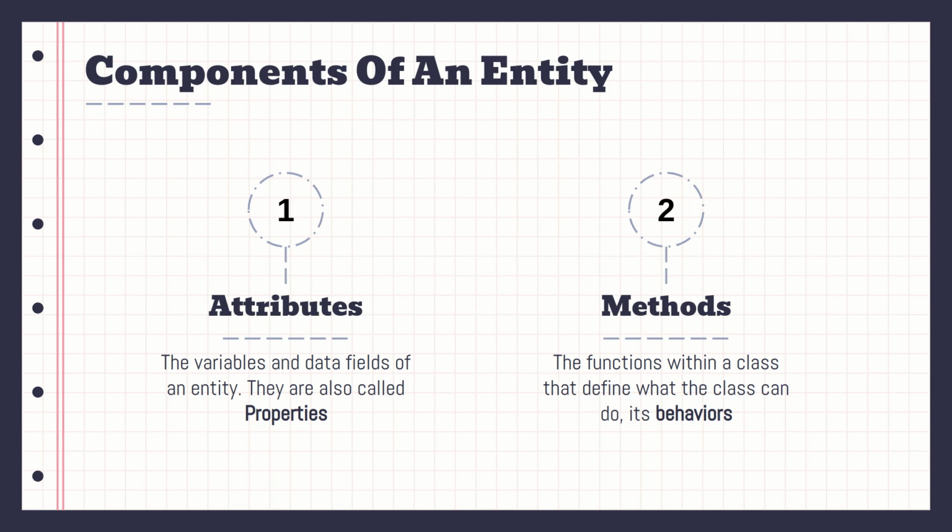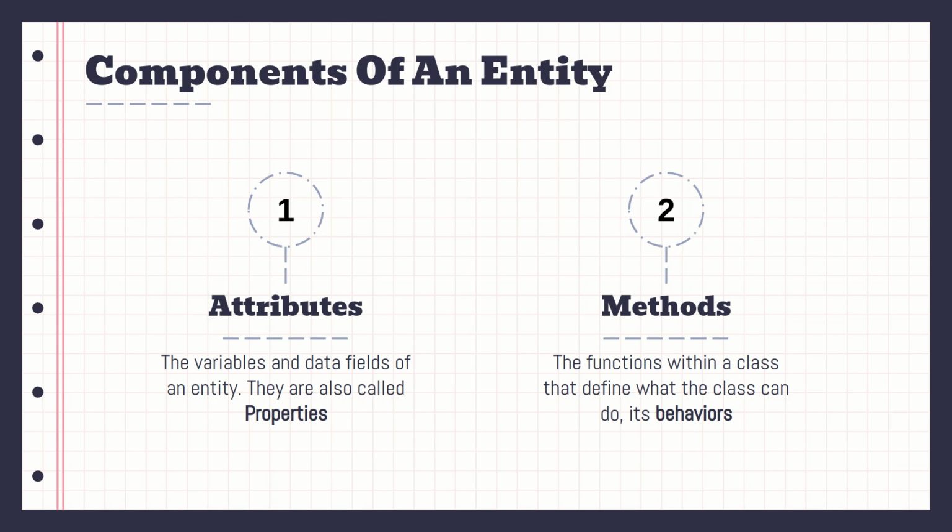What an object knows are called attributes, and attributes are basically variables or data fields within an entity. They're also called properties. We'll look at them in just a few moments, don't worry. The other component of an entity is a method, right?